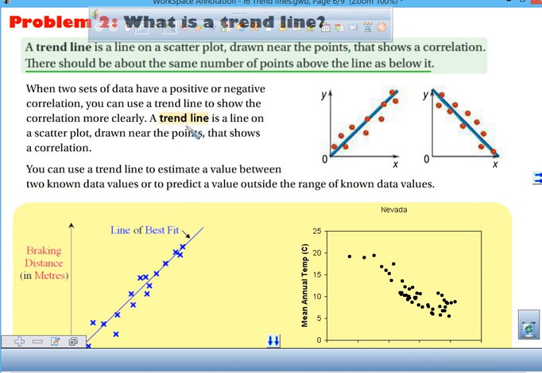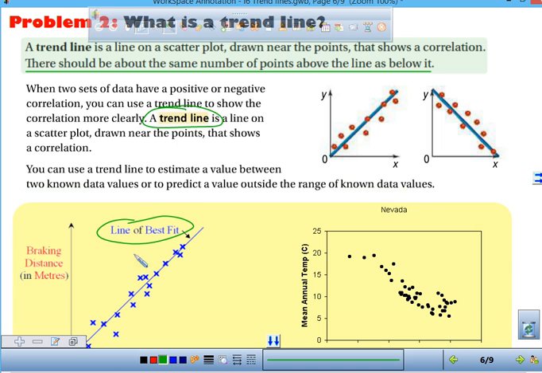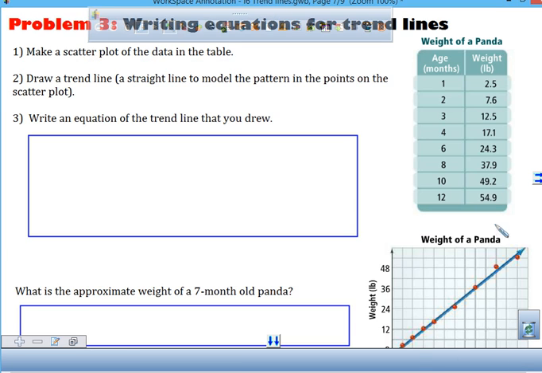Then we talk about trend line and line of best fit again, but we are going to practice this now a little bit here. It says make a scatter plot of the data in the table. So if you look at the table, we have weight of a panda. I give you the age in months, the weight in pounds. You have to determine what's independent, what's dependent. Age is dependent on weight. No, the weight is dependent on age. The weight of the panda is going to depend on its age. The older it is, the more it's going to weigh.